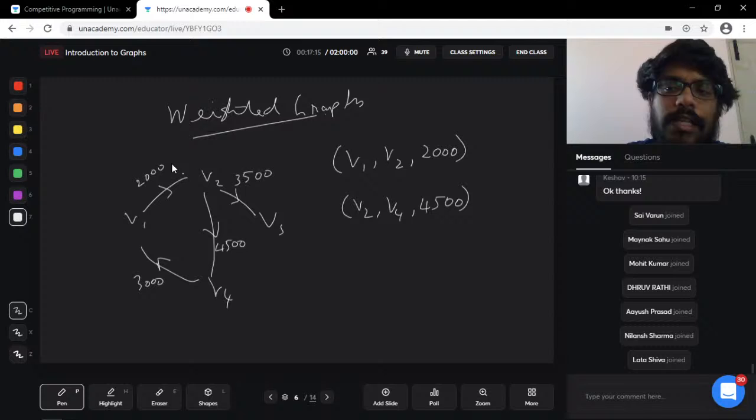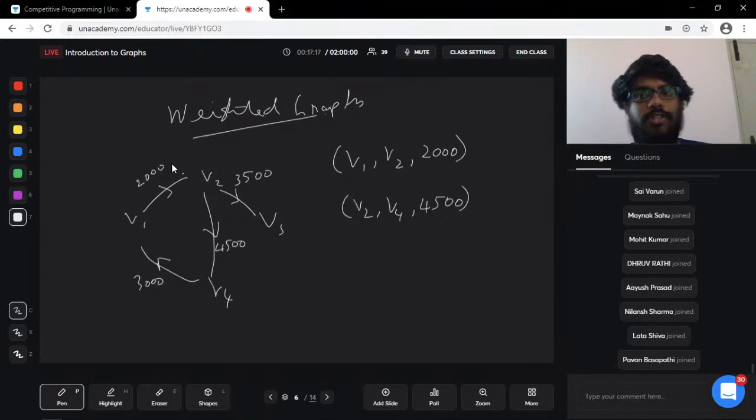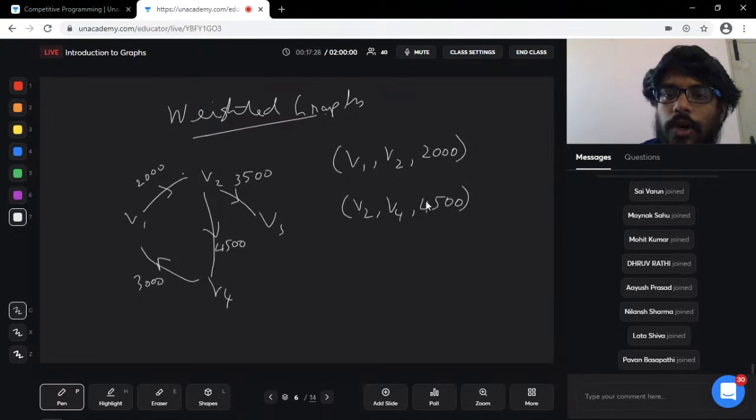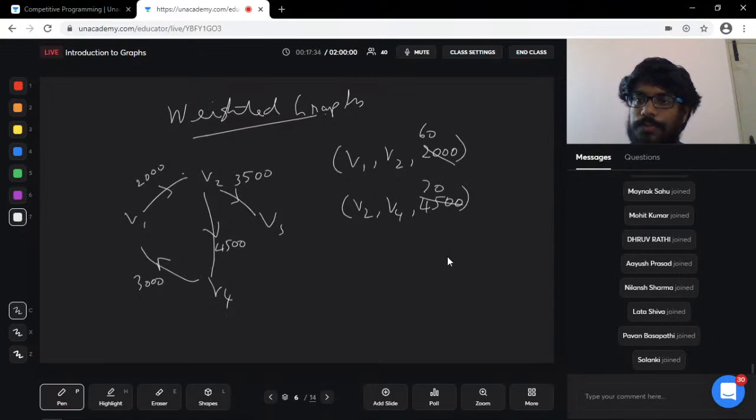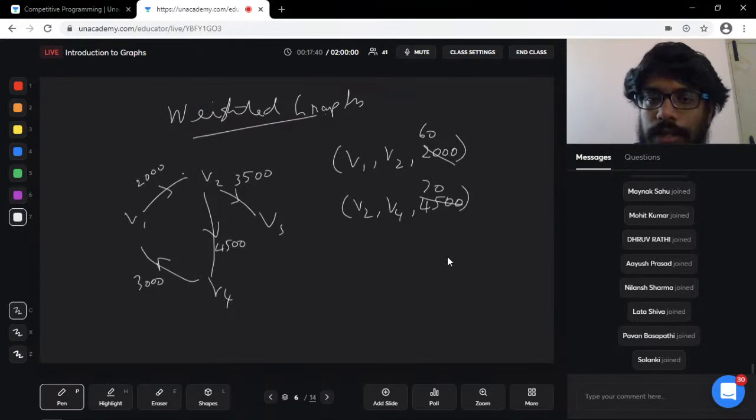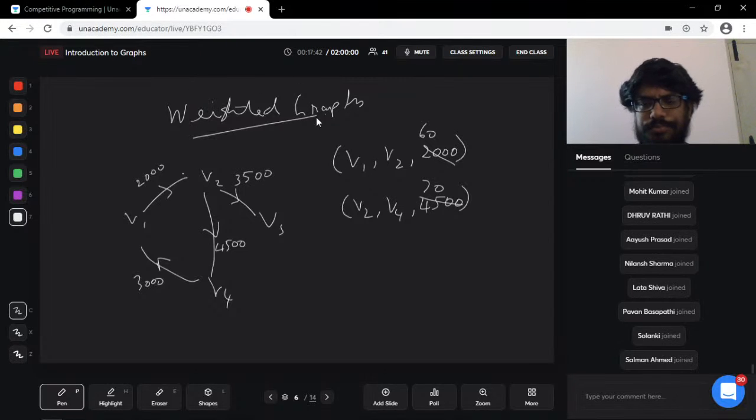In this case, the weight of a graph is like the cost of the flight. It could also be the time taken, right? If my objective is to minimize my time, the cost is irrelevant to me. So instead of 2,000, I'll have, I don't know, 60 minutes. This takes, I don't know, 70 minutes and so on and so forth. So whatever it is that is relevant for me, I'll put that in the graph, correct? And that will be a weighted graph.